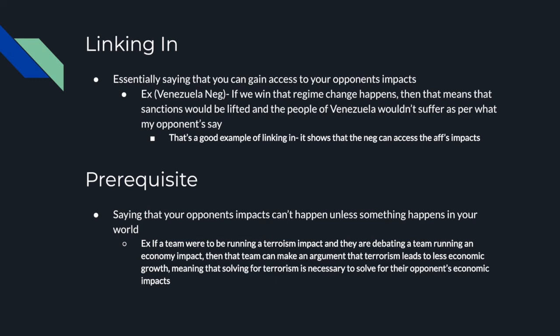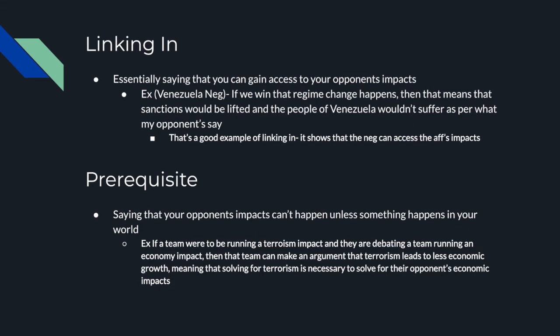And for example, on the Venezuela topic, on the negative side, if teams would be running this argument about regime change, and when they would hit arguments about how US sanctions are bad for the people of Venezuela, they would just say, if we win that regime change happens, then this means that sanctions would be lifted, because then there's no point in US sanctions, meaning that if you solve for our case, then we can also solve for their case down the line, meaning that we link into their arguments. And this is a pretty good example of linking in, because it shows that the neg can access the AFF's impacts.